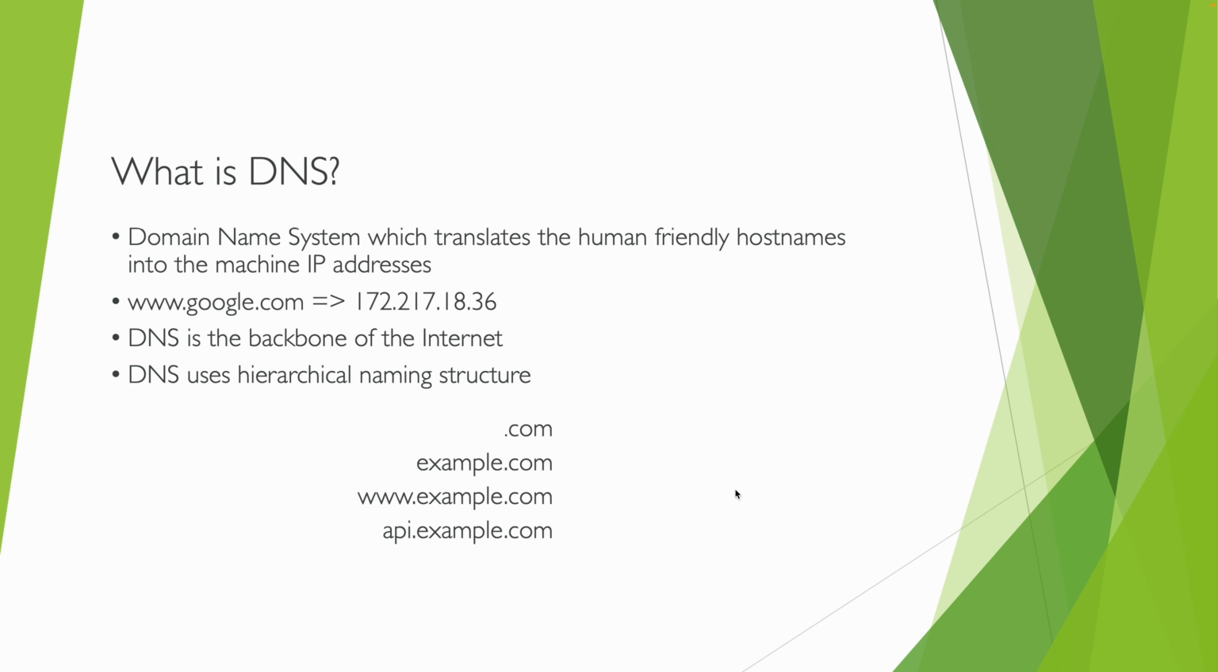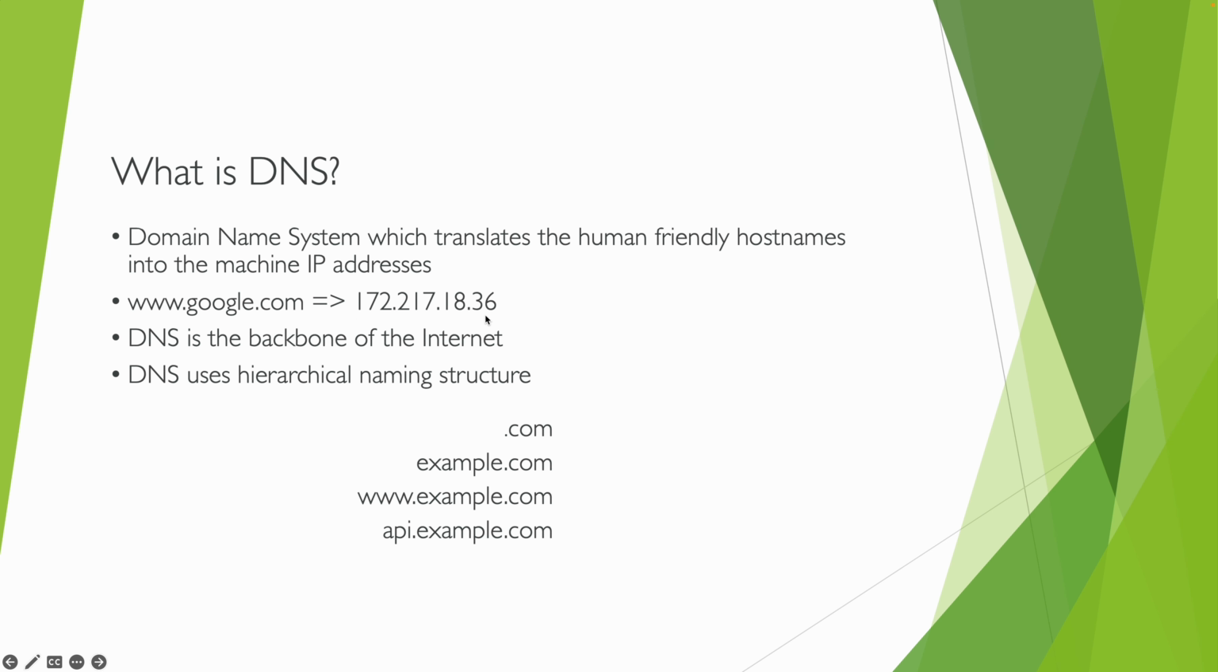DNS stands for Domain Name System or Domain Name Service, which translates human-friendly host names into machine IPs. Directly or indirectly, we use DNS every day in real life. When you search for something in your browser and type google.com, www.google.com, internally, this google.com is linked to some IP address. Every DNS name is linked in the backend to some IP address.